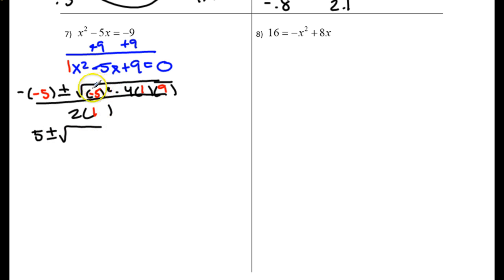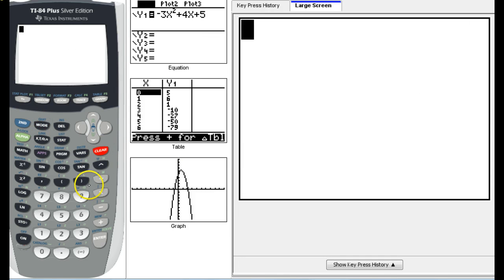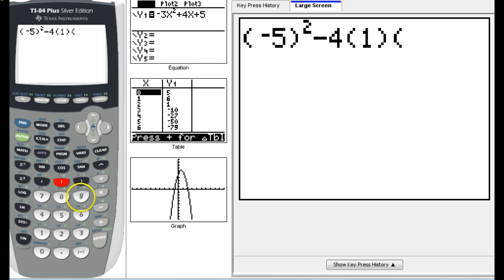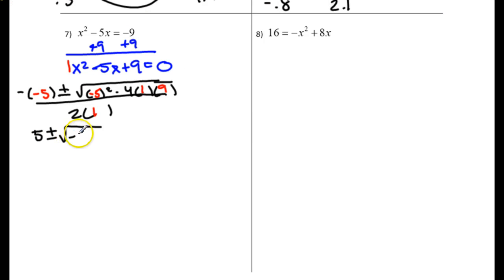So now we're going to go plug the inside in down here. Alright. So here we had negative 5 in parentheses squared minus 4. A was 1. And C was 9. And we got negative 11. Okay? And then the bottom is 2 times 1, which is just 2.